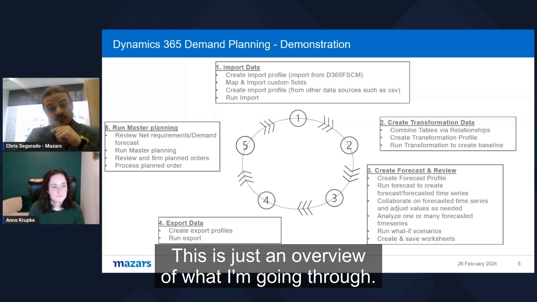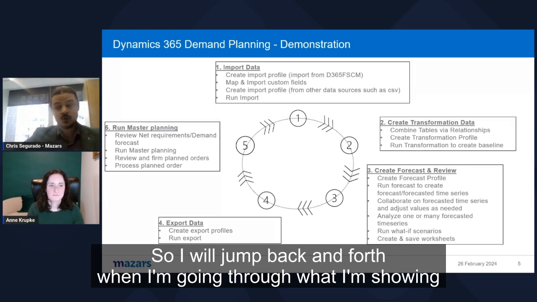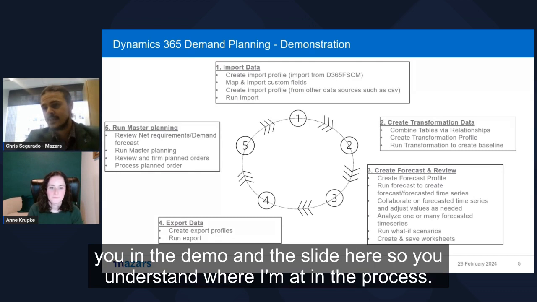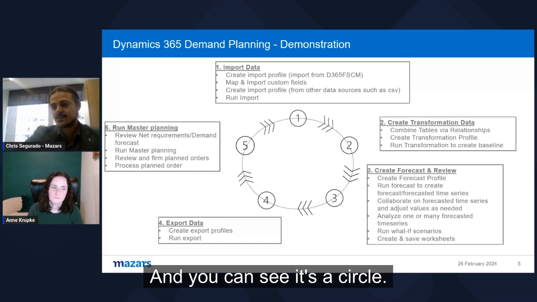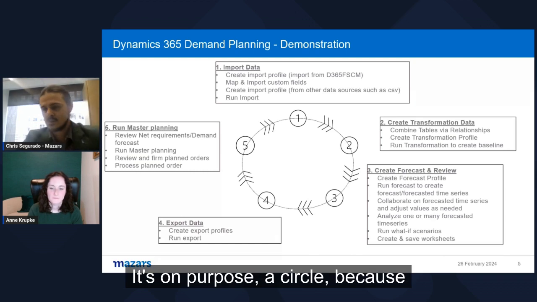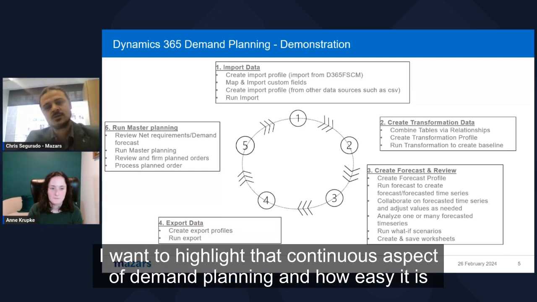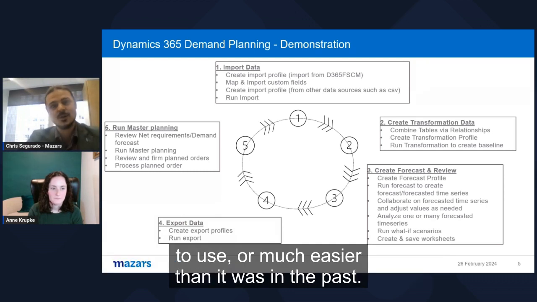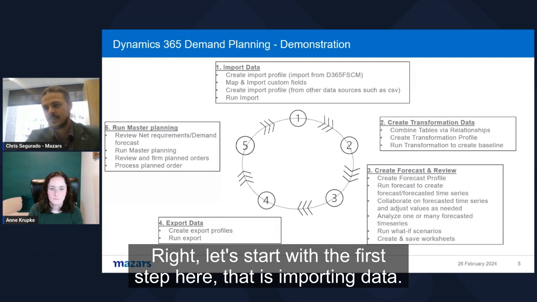This is just an overview of what I'm going through. So I will jump back and forth when I'm going through what I'm showing you in the demo and the slide here, so you understand where I'm at in the process. And you can see it's a circle. It's on purpose a circle because I want to highlight that continuous aspect of demand planning and how easy it is to use, so much easier than it was in the past, right?